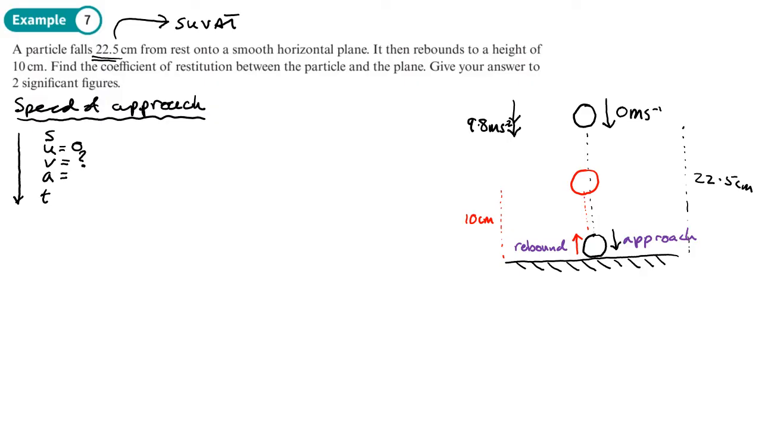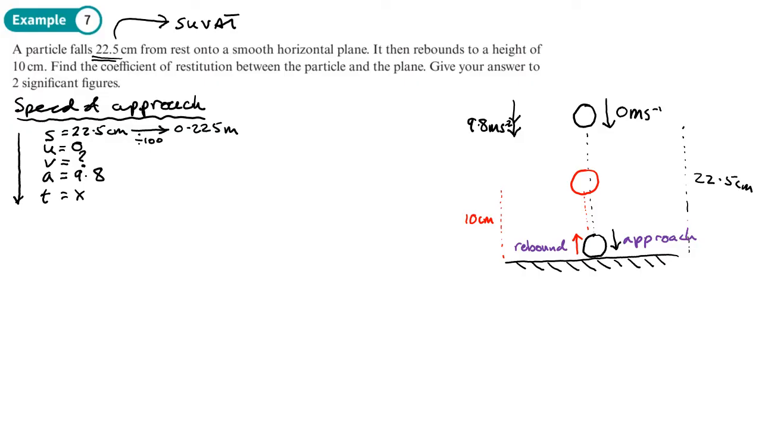A is going to be positive 9.8 because I'm taking downwards as positive. And it falls a distance of 22.5 centimeters. Now remember SI units, we always work in meters, so I need to divide that by 100. I'm going to be lazy and use my calculator and do 22.5 divided by 100 and get 0.225 or 9 over 40. So S is 0.225 meters. Okay, and I don't care about T.